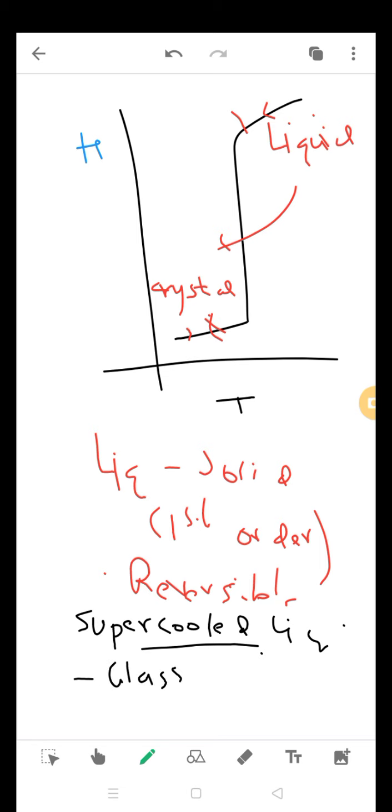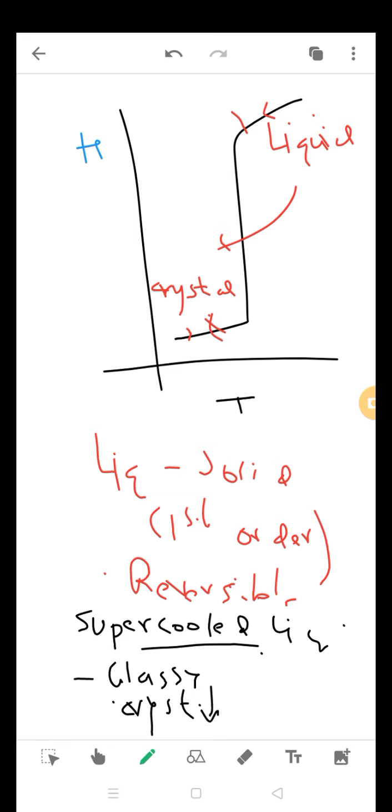It can transform to a glassy state when crystallization is kinetically suppressed. So if we could suppress the crystallization process, then from the supercooled state it could come to a glassy or amorphous state. So it's also called a glass transition.